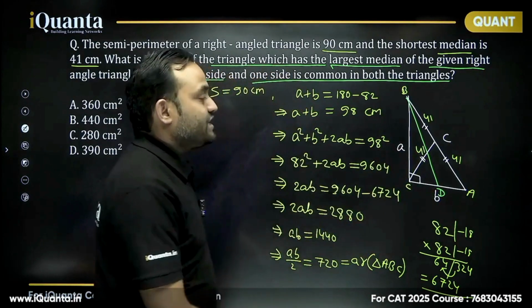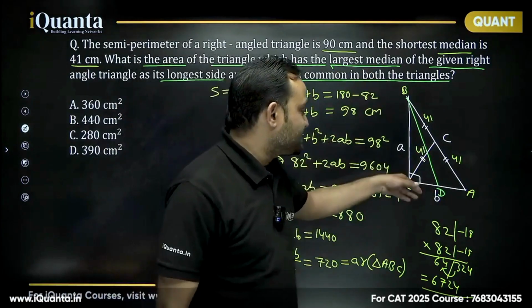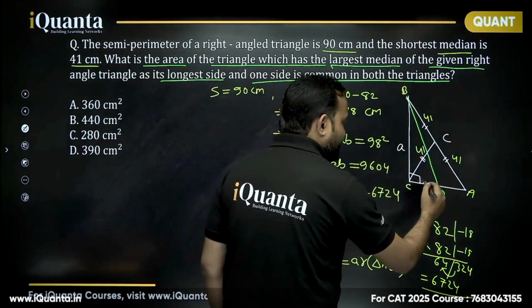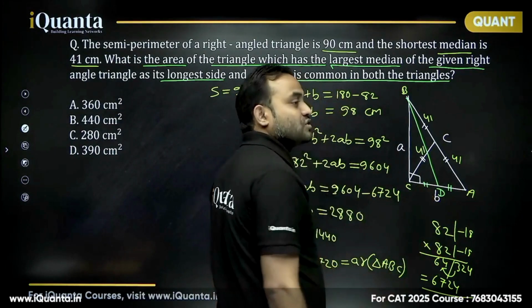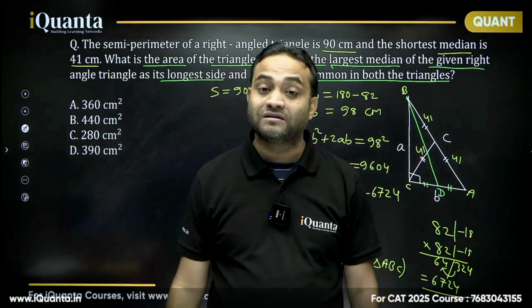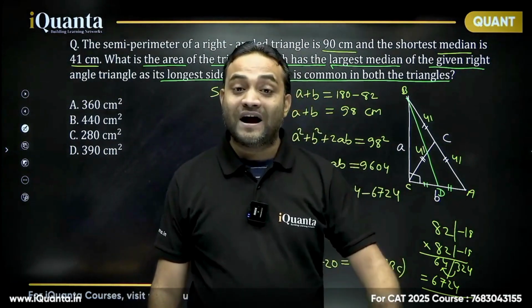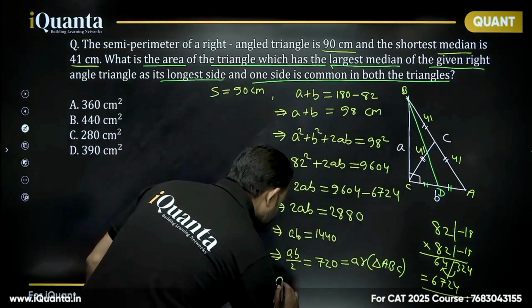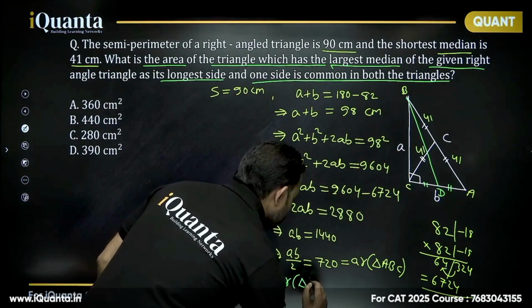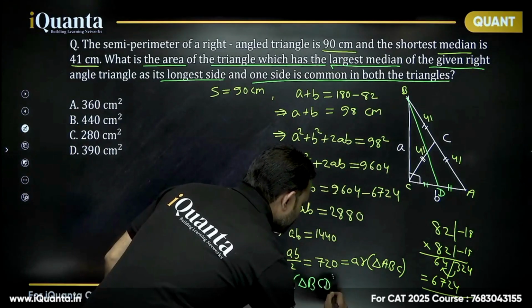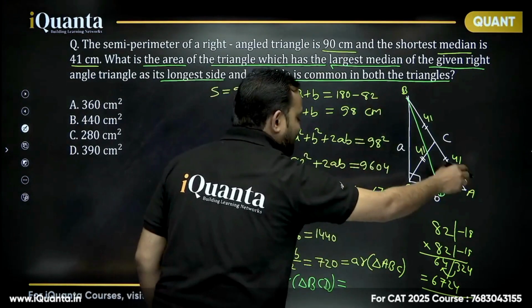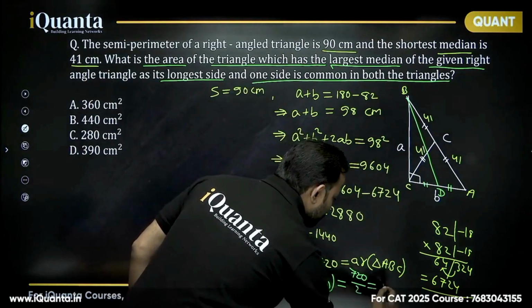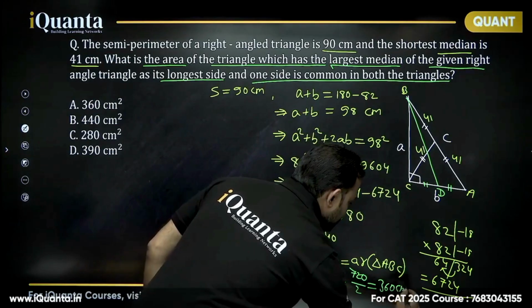So basically, we need to find the area of triangle BCD, right? And BD is the median which divides AC into two equal parts. And what do we know about the median? That a median divides a triangle into two equal areas. So if we need to find the area of triangle BCD, this will be nothing but half of triangle ABC, which is 720 by 2. So our answer is 360 centimeter square.